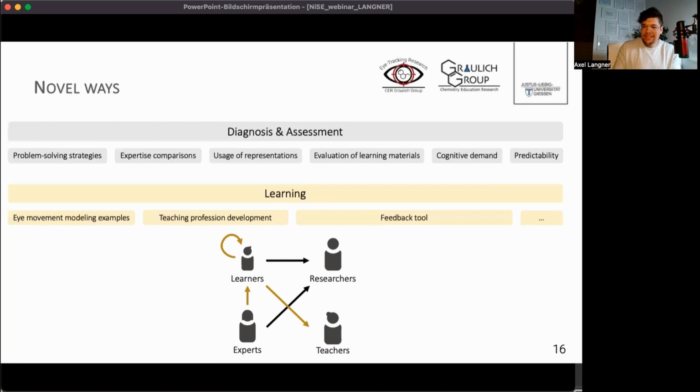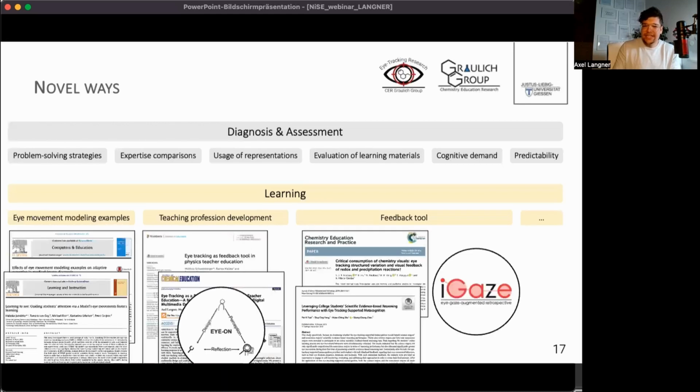And when we have a look at the literature, we can see, okay, a little bit happened in the past, especially for eye movement modeling examples in medical education and biology education. In physics education and also in chemistry education, nothing happened in eye movement modeling examples. For chemistry education, I can say that certainly. For physics education, I did not have one publication in my hand about eye movement modeling examples.